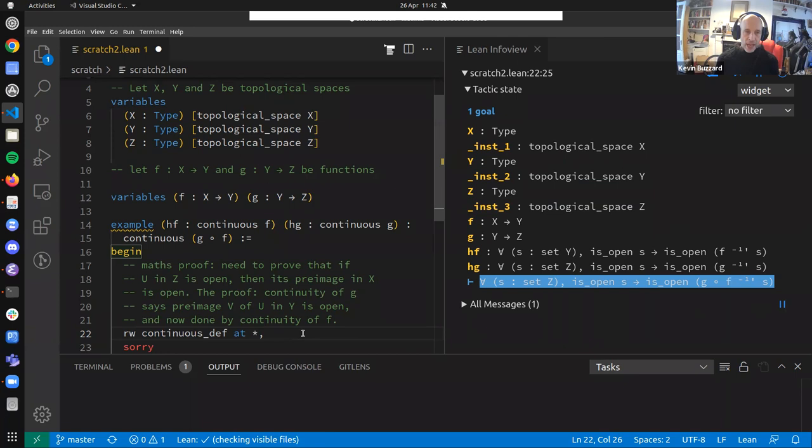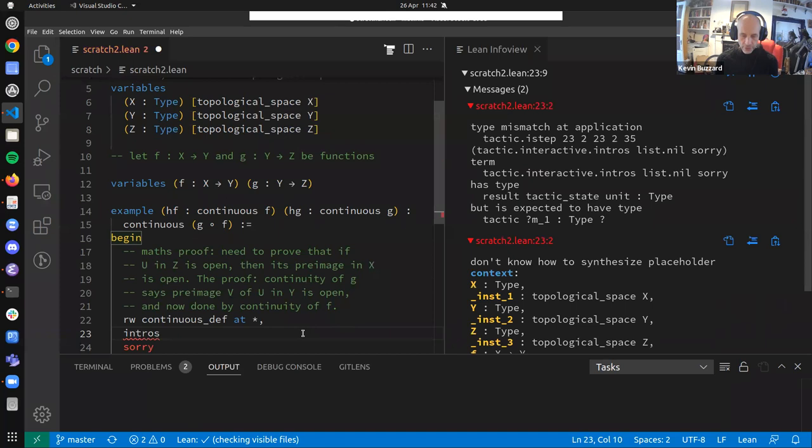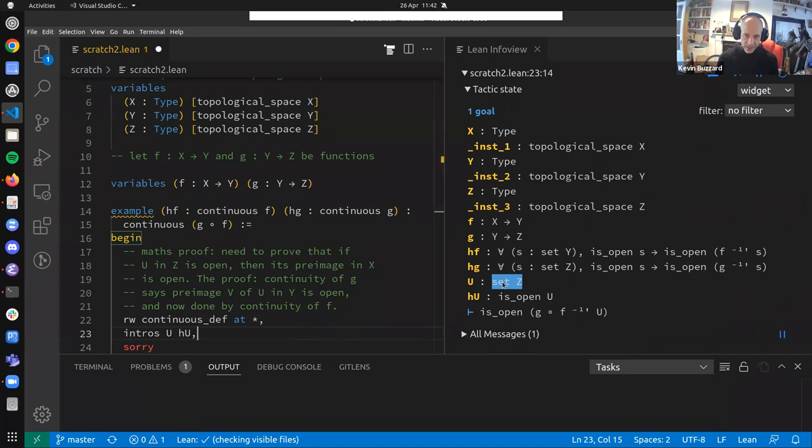So now let's let U be an open set: intros U, HU. So now U is a set Z, which means a subset of Z. Again, you have to learn the slightly, sometimes weird terminology. So U is a set of elements of Z. So U is a subset of Z. And HU is the hypothesis that U is open. And we need to prove that the pre-image of U under this map G composed with F is also open.